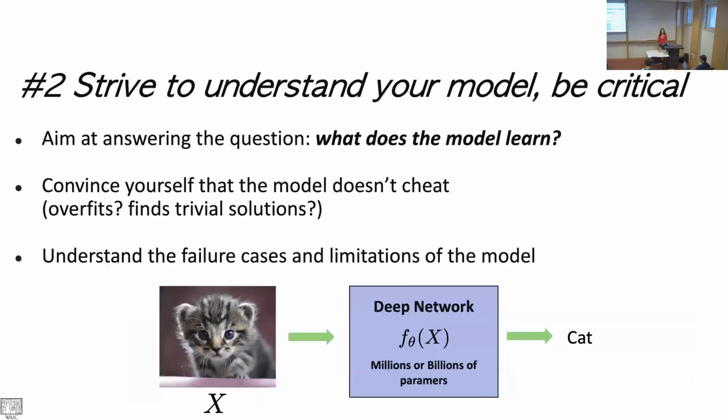The second thing that I want to suggest is that you always strive to understand the model that you are building, training, and testing. It's really easy to just think it's doing what you want, but in most cases it won't. I think it's very important to be critical and always ask yourself, what does this model learn? Convince yourself, always be suspicious of your model. Is it cheating? Is it doing what you think it's doing in all these edge cases or toy examples? Don't just believe this model.